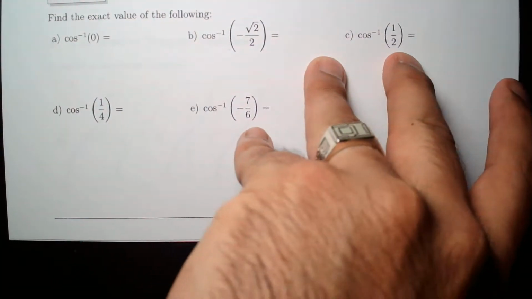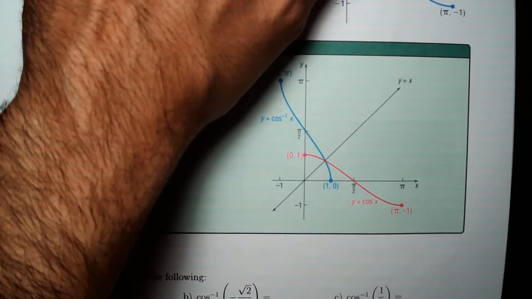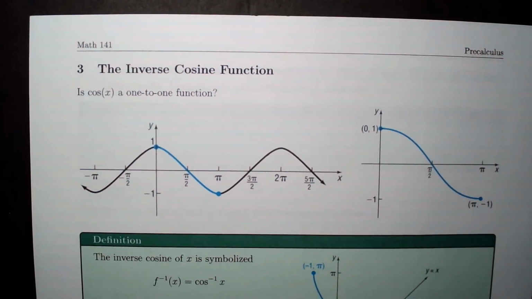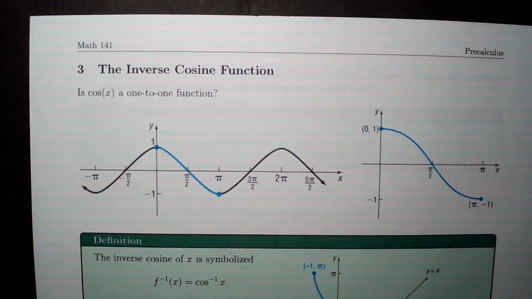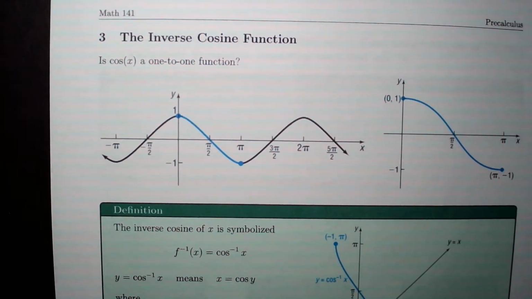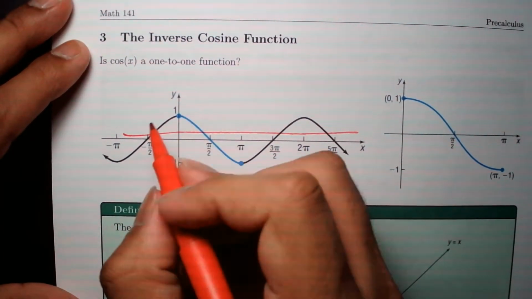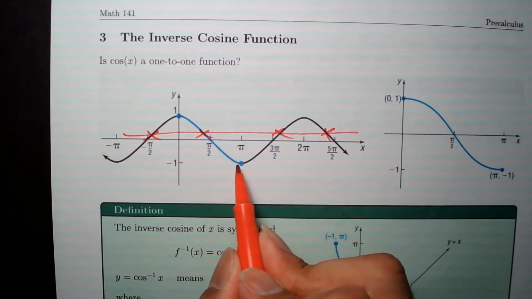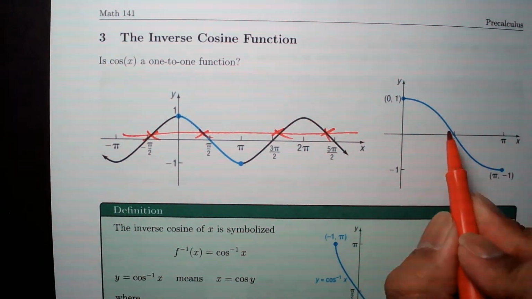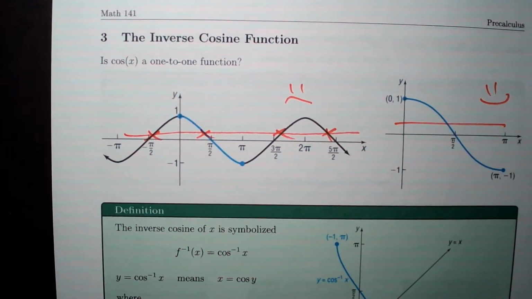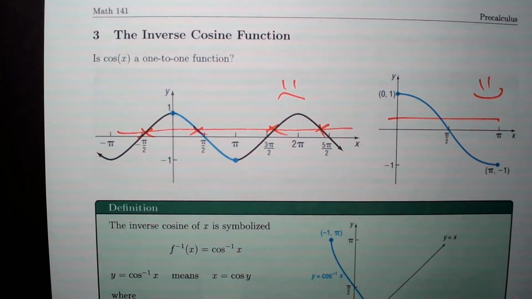Alright, let's look at the next page. The next topic. We are going to do essentially the same, but with the inverse cosine function. Alright, so let's see. Same question. Is cosine a one-to-one function? Well, horizontal line test. Do you see it crosses more than once? So we are going to take only the portion of the cosine function which passes the horizontal line test, and therefore it is one-to-one.